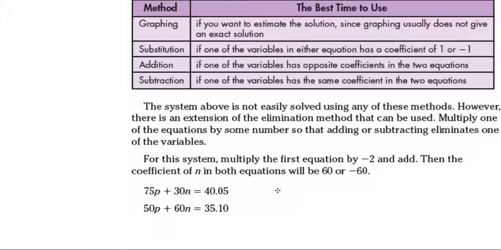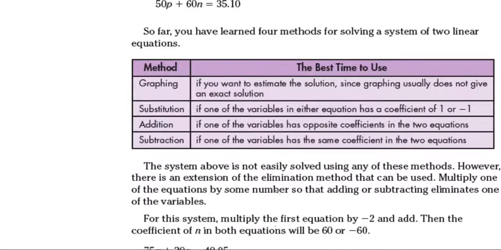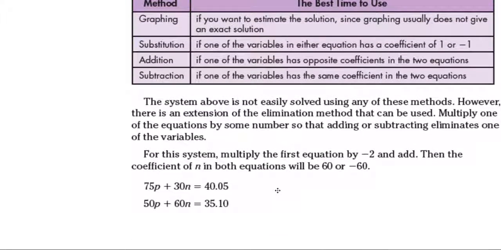Okay, so let's see how this works. Again, we look at the first equation, 75p plus 30n equals $40.05, and 50p plus 60n is $35.10. We'll number them: this is equation 1, and this is equation 2. Okay, so it says there, multiply the first equation by -2 and add.